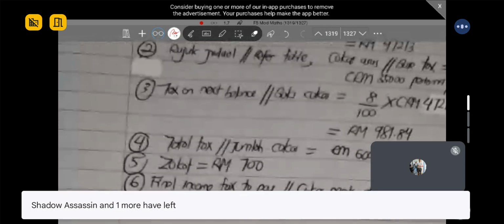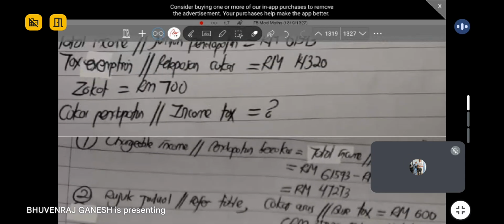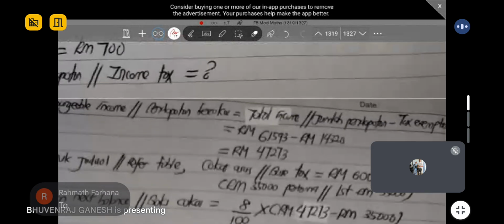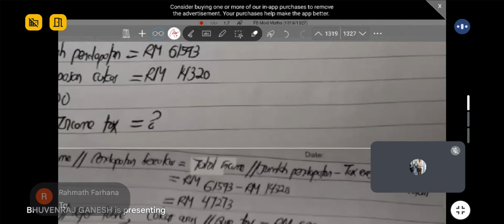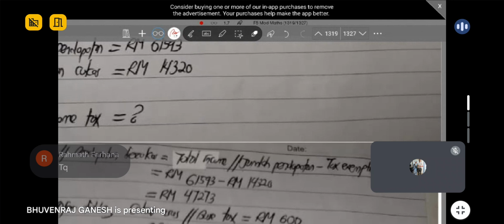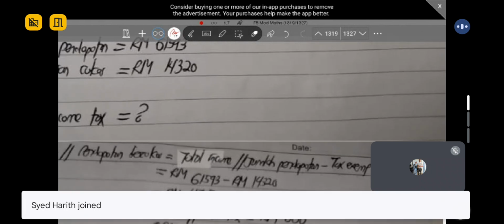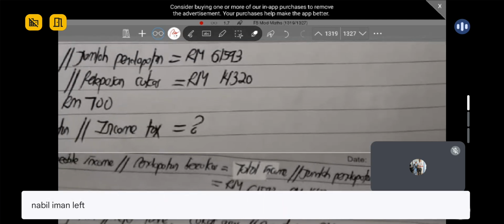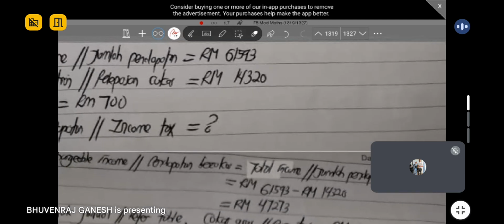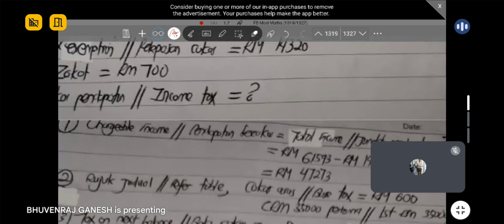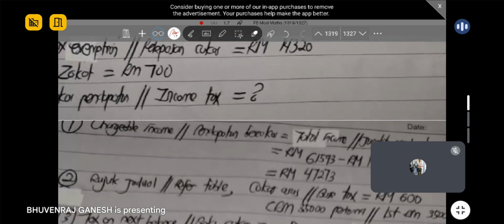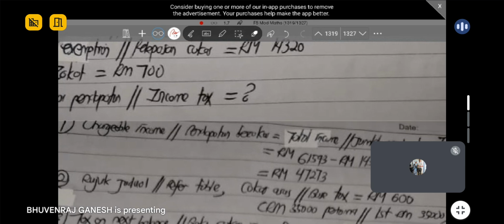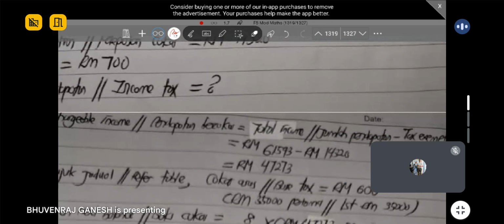So now, first step, you must find the chargeable income, pendapatan bercukai, for this question. So you take your total income minus tax exemption minus your tax relief. So you will get 47,273. Itu nilai dia. Then always after getting the chargeable income, setelah dapat dah, rujuk jadual. Refer to the table. So RM 600.